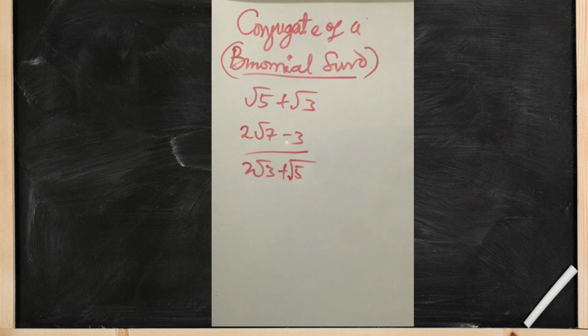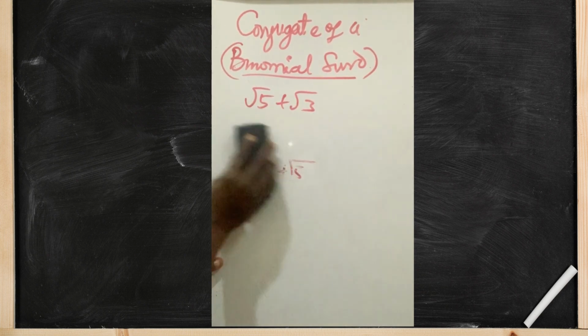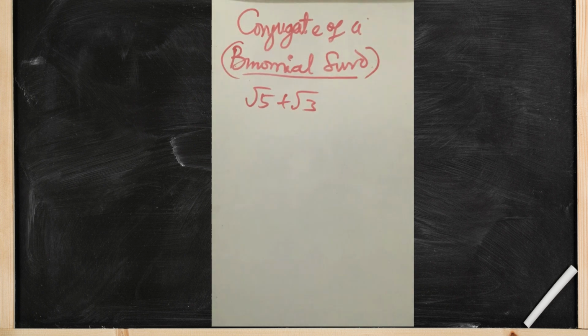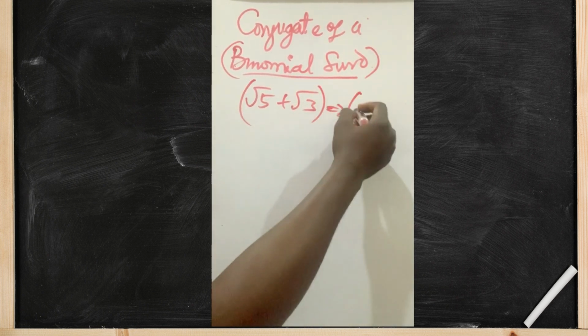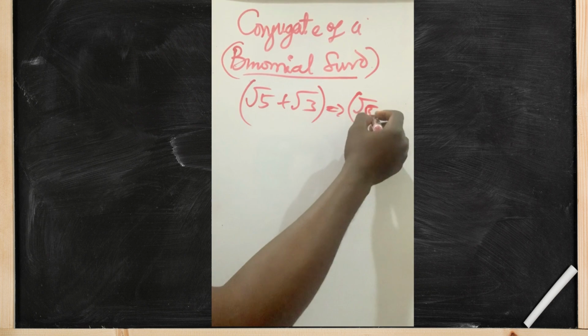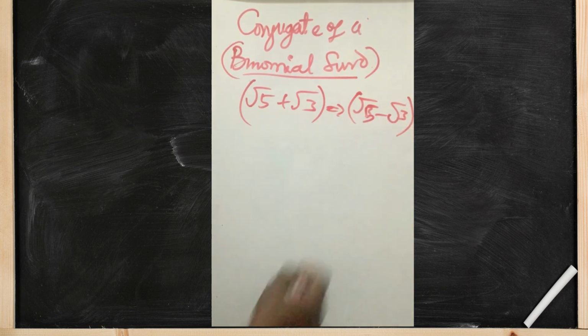Okay, so now when we talk about the conjugate of this surd, what we are saying is that the conjugates of surds, when you multiply those two values together, you get a rational number. So the conjugate of this surd is this, that is square root of 5 minus square root of 3. That's the conjugate of the surd.